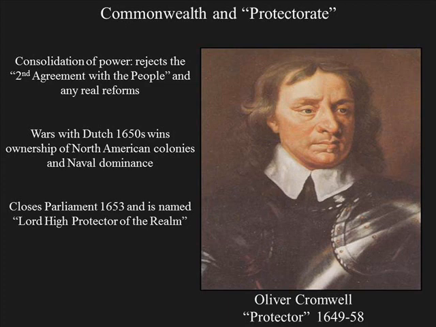And basically Cromwell will rule England through the rest of his life in the late 1650s by a personal rule kind of system. So he is basically a king. He doesn't want to call himself king because he led the movement to get rid of the kingship. So he gets a title, he gets Parliament to name him, quote, Lord High Protector of the Realm.